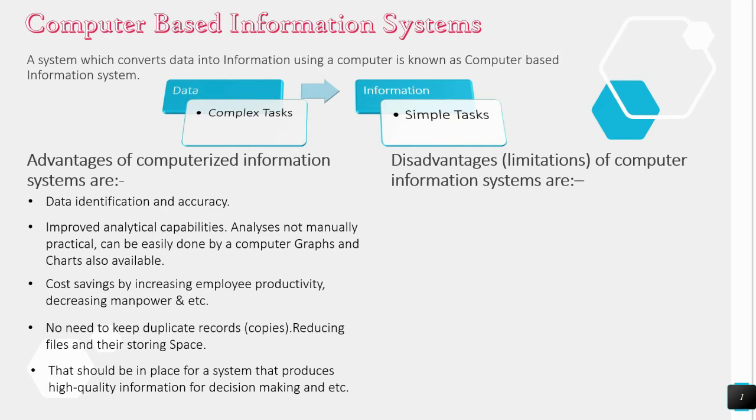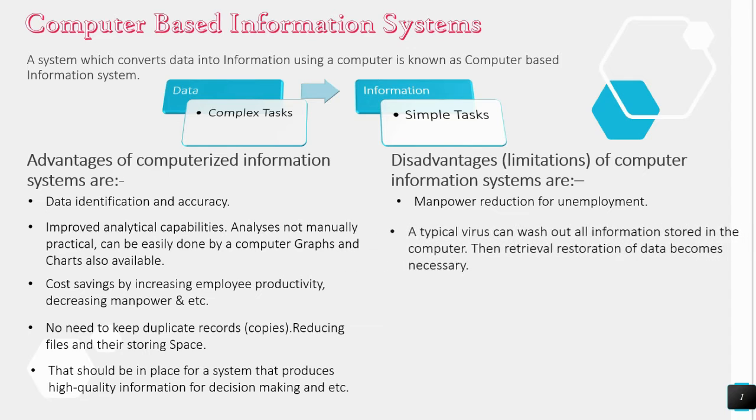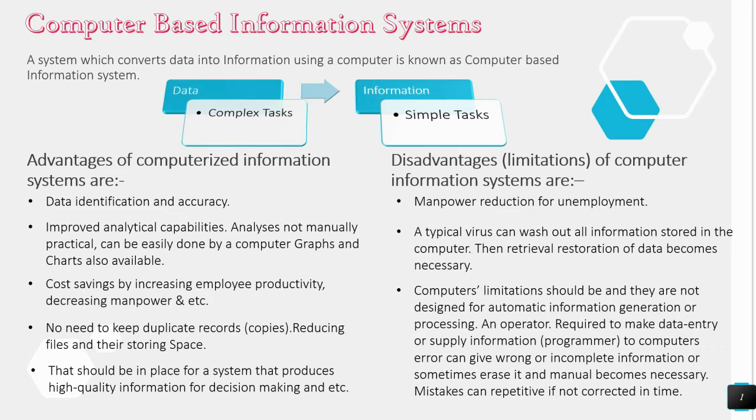Disadvantages, limitations, of computer information systems are manpower reduction leading to unemployment. A typical virus can wash out all the information stored in the computer. Then retrieval and restoration of data becomes necessary. Computers' limitations: they are not designed for automatic information generation or processing. An operator is required to make data entry or supply information, and a programmer to program the computers. Errors can give wrong or incomplete information or sometimes erase it, and manual work becomes necessary. Mistakes can be repetitive if not corrected in time.